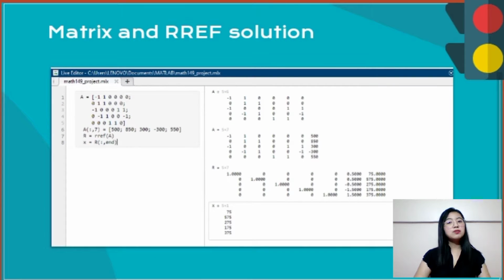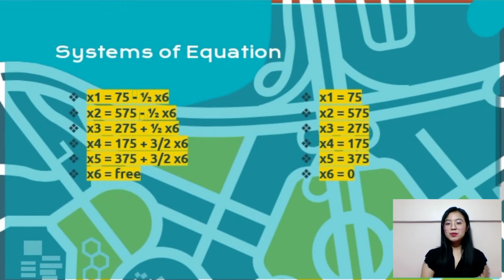This is the screenshot of what we did in the video. We can see the augmented matrix we have and how MATLAB solves our problem using reduced row echelon form, or the RREF. This is the system of equations of problem 1. The first part is the answer we get from the Gauss-Jordan method. We can see here that x6 is free, which means the solution depends on the value of x6. Now, we use the RREF method.